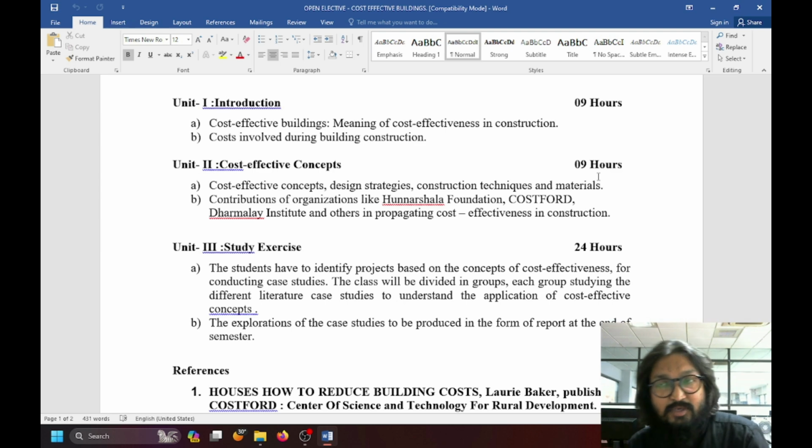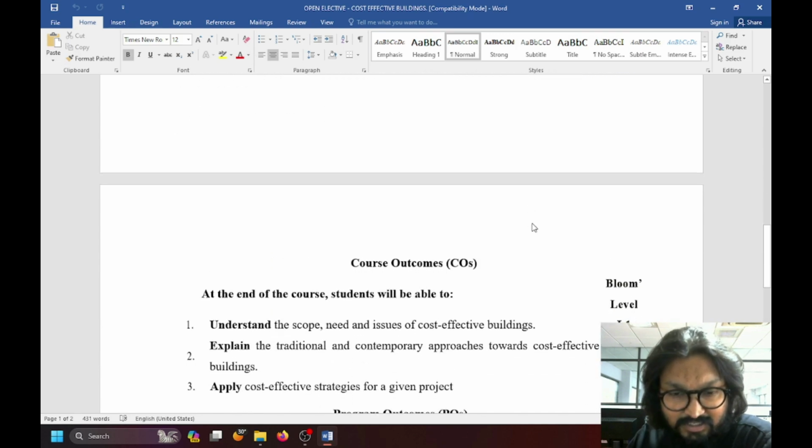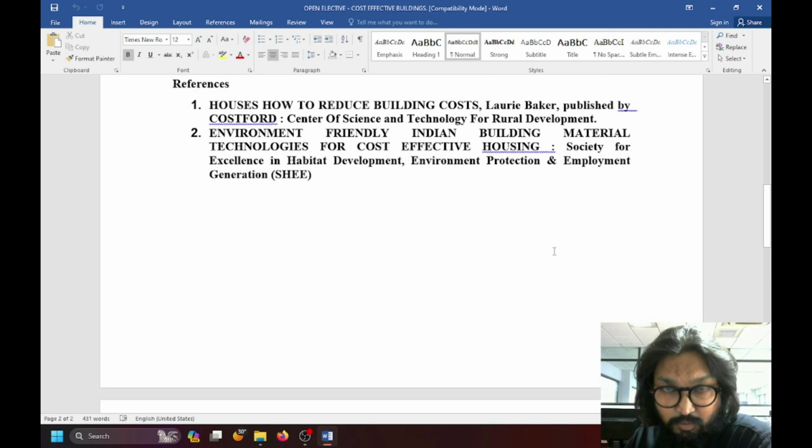In second part, we'll be identifying certain projects wherein different architects and different engineers have conceived buildings which are actually cost effective. So we'll be trying to learn from those projects in the form of case studies, and maybe observe and create an analysis, especially of the strategies that I talked about, and create a report of that. So this is how this overall syllabus, if you scroll down, is designed for understanding this topic. And this topic is very much being talked about in today's world.